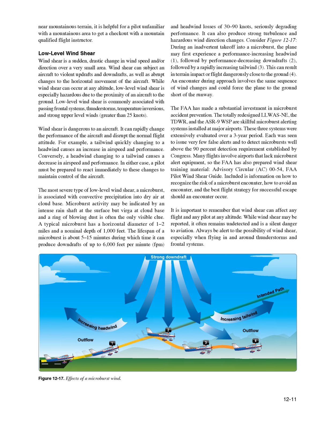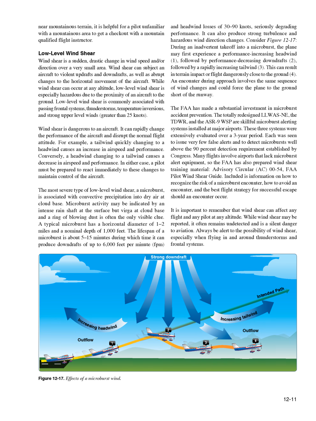Consider Figure 12.17. During an inadvertent takeoff into a microburst, the plane may first experience a performance increasing headwind, 1, followed by performance decreasing downdrafts, 2, followed by a rapidly increasing tailwind, 3. This can result in terrain impact or flight dangerously close to the ground, 4. An encounter during approach involves the same sequence of wind changes and could force the plane to the ground short of the runway. The FAA has made a substantial investment in microburst accident prevention.